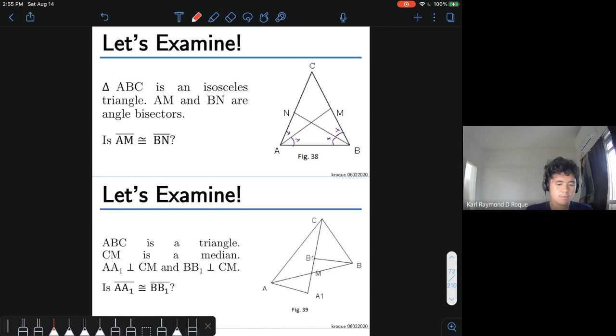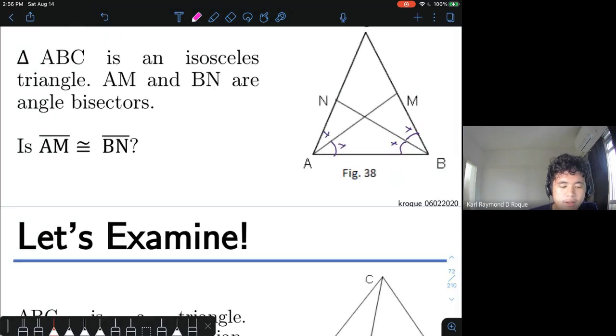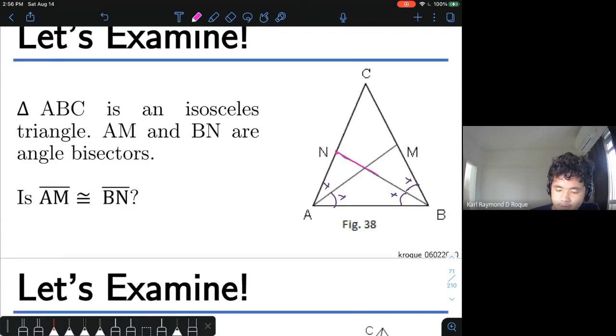Okay, sige, let's go. Medyo mahirap yata. Sige, paano natin malalaman if congruent yung mga yan? Let's apply what we learned. Is AM congruent to BN? Yes, bakit? Angle bisector. So, measure nito is x, x, x, x. Isosceles kasi, so you're sure na itong apat na angles na to, magkakapareho.